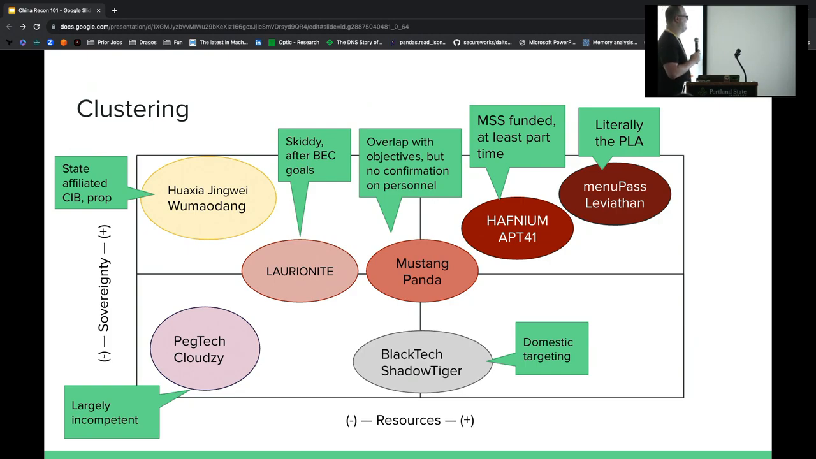You have Mustang Panda, who have a lot of overlap with objectives, which is to say their interests in Southeast Asia tend to correlate with more official actors, but there's basically no confirmation about the affiliation of their personnel. And then there's a Dragos-specific group called Lorinite, who, let's just say, use a lot of commodity gear. MPS and Gobi I'll return to in a second. They seem rather script kiddy, and they're after BEC-related goals, which is to say financial goals. So maybe they're more opportunistic in a sense.